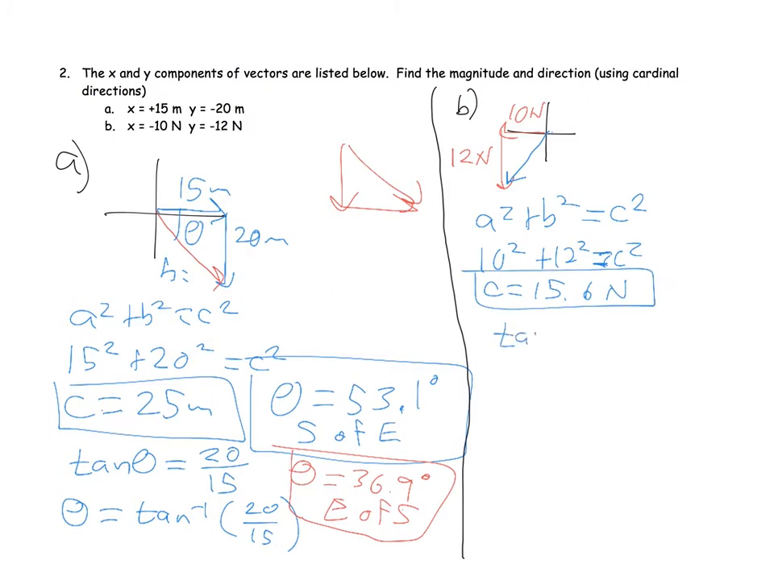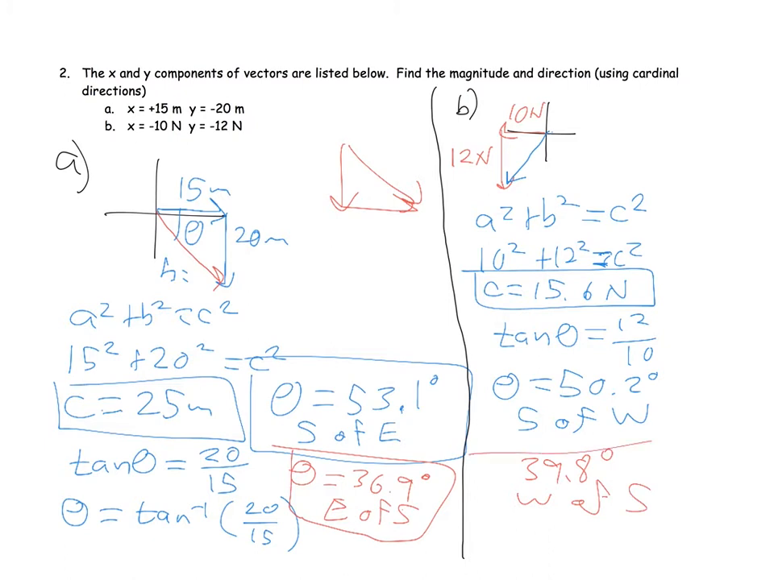For the angle, I'm going to say that tangent of that angle equals opposite, which is 12, over the adjacent, which is 10. So the angle is going to be 50.2 degrees, and that is going to be south of west now, and the other option, if you had found the other angle, would be 39.8 degrees west of south. All right, so both of those are acceptable answers.